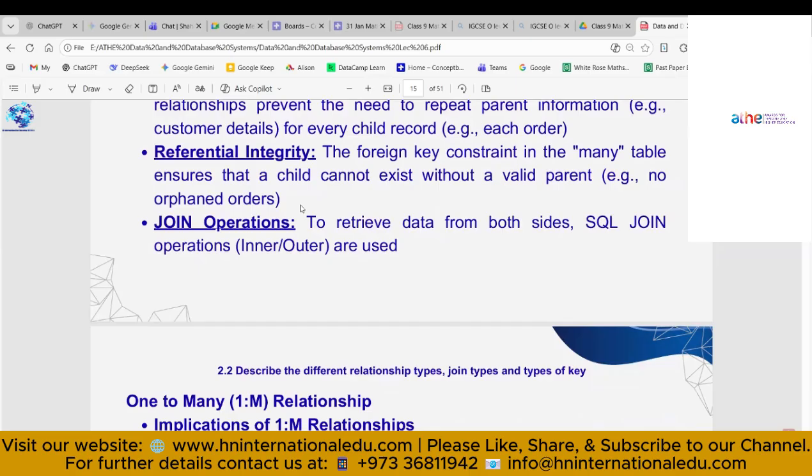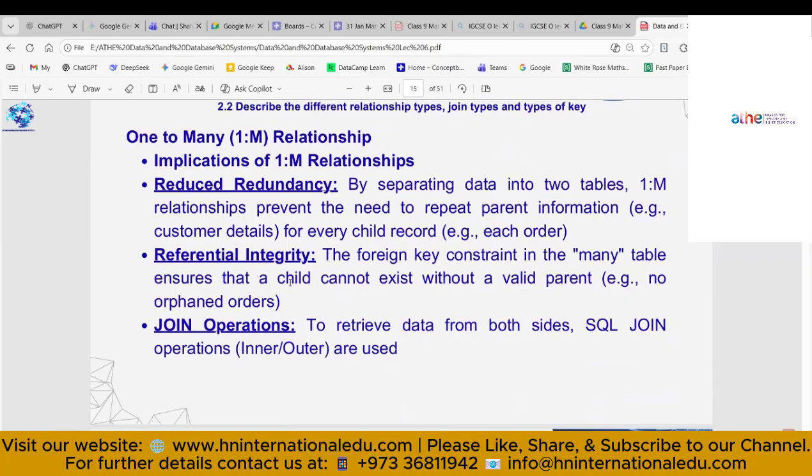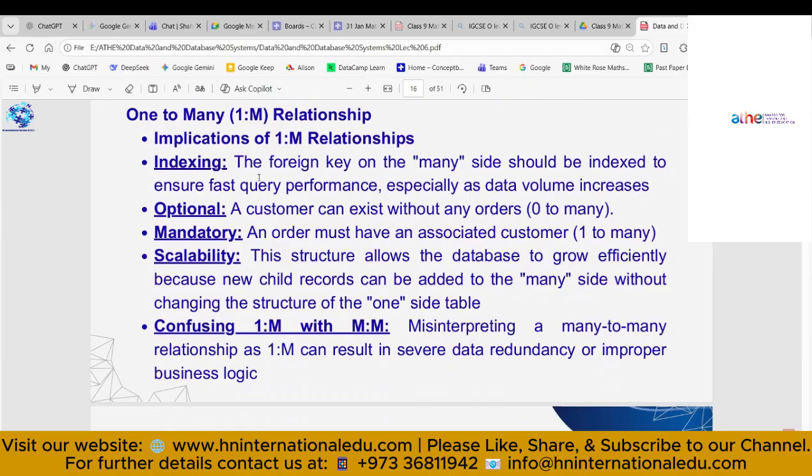The foreign key constraint makes sure that in the many table, like the items table in this example, a child cannot exist without a valid parent. It needs to have only one valid parent. And then about join operations, to retrieve data from both sides, SQL join operations, inner or outer, are used. And next is indexing. The foreign key on the many side should be indexed to ensure fast query performance, especially as data volume increases.